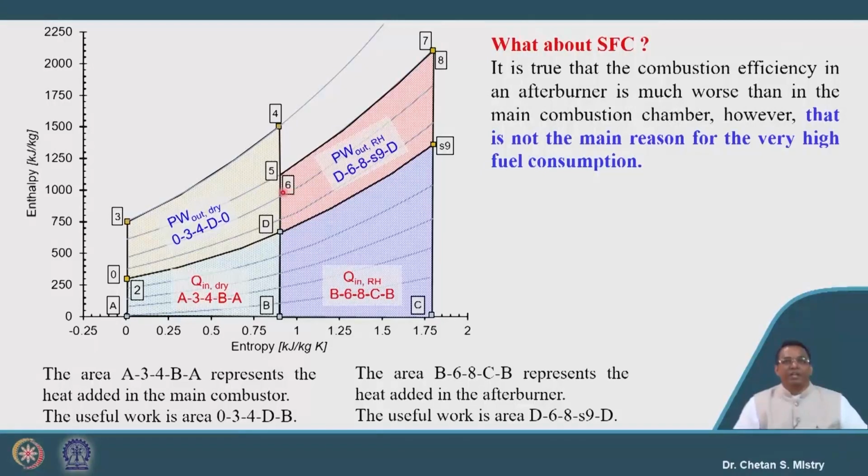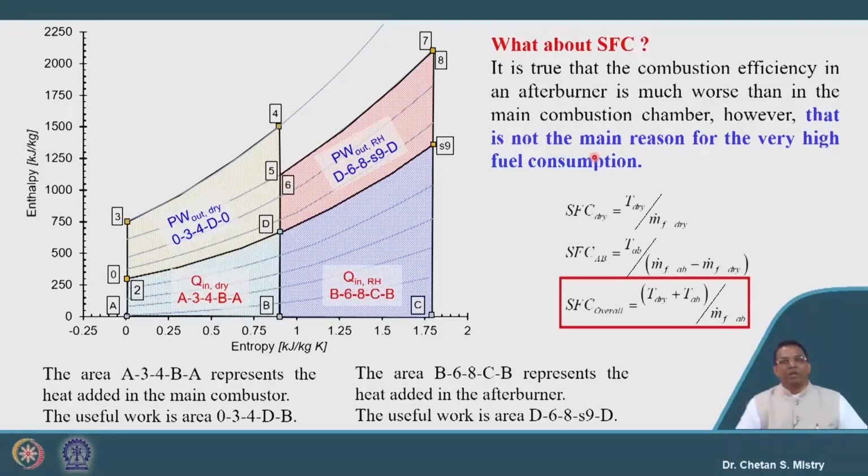Now the question is, we must realize this combustion is not happening at high temperature. This temperature is not higher, and that is the reason my combustion efficiency will be lower, and that is the reason we will have my specific fuel consumption higher, but it is not the only reason we have higher specific fuel consumption.